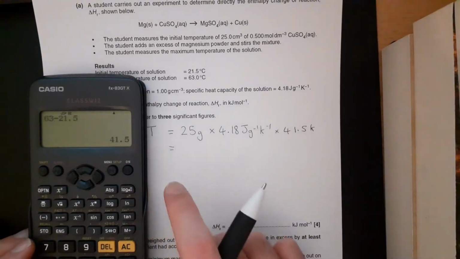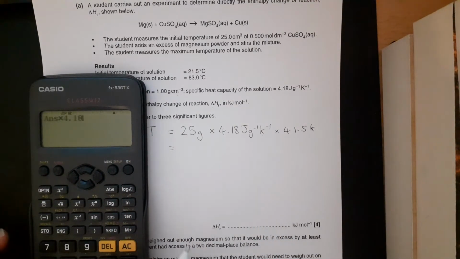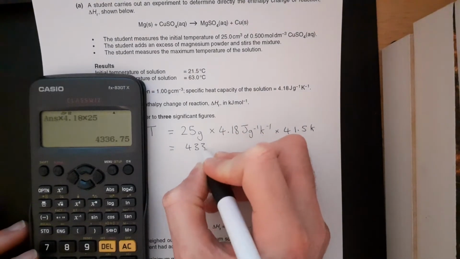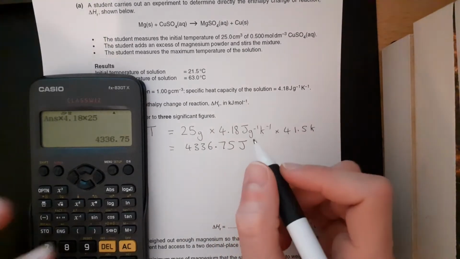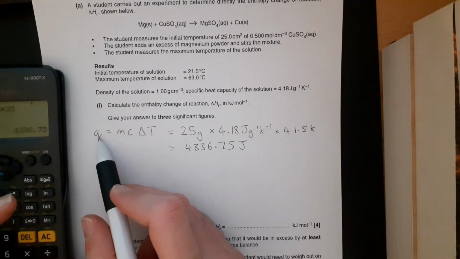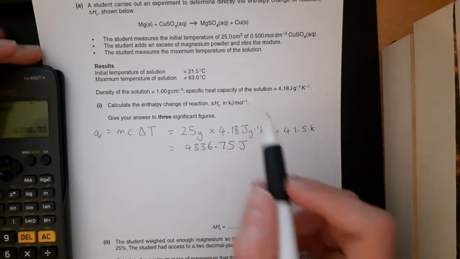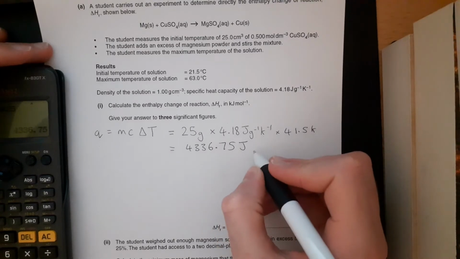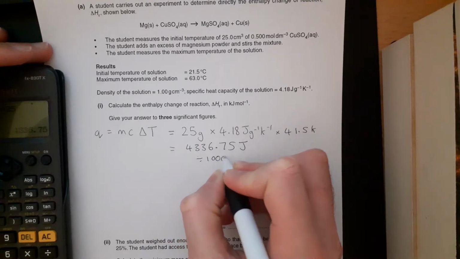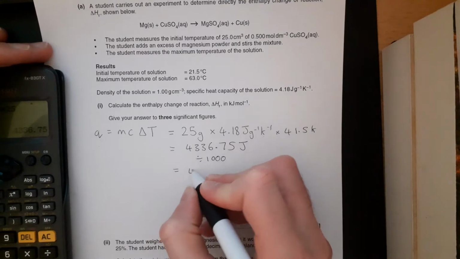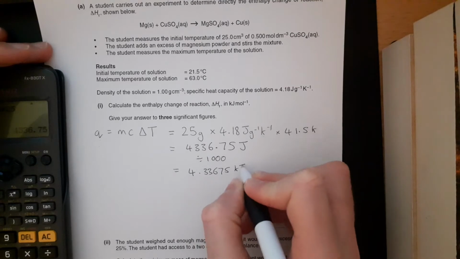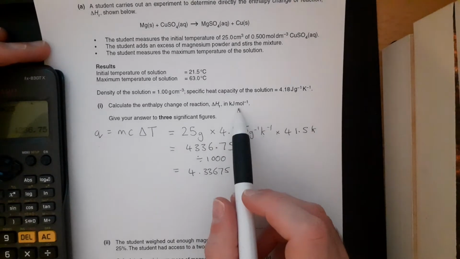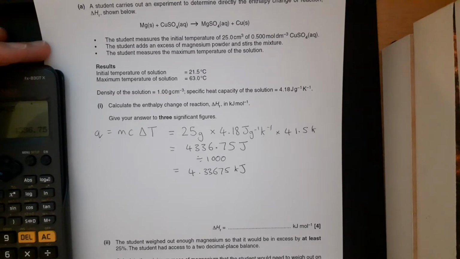Okay, let's calculate this then. So 41.5 times 4.18 times 25. And we get 4336.75. And that will be in joules. So that is our value for Q. That's the energy released. But we want delta H in kilojoules per mole. So if we then divide this by 1,000, that will get it into kilojoules. So it'll be 4.33675 kilojoules. And then to get it into kilojoules per mole, we need to divide by the number of moles.